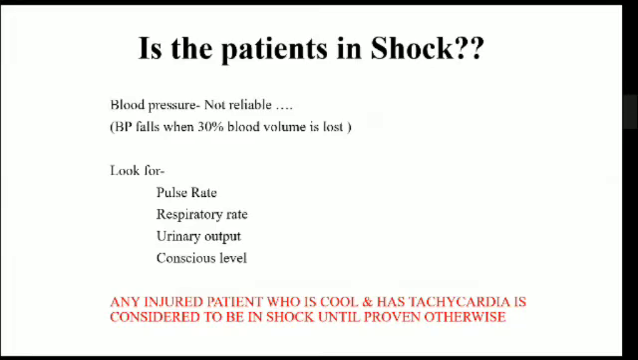Okay, how can we understand if the patient is in shock or not? Blood pressure is not reliable. We saw in the previous slide, blood pressure falls when 30% of blood volume is lost. So we must look for pulse rate, respiratory rate, urinary output, and conscious level of the patient. Point to be noted: any injured patient who is cool and has tachycardia is considered to be in shock until proven otherwise.